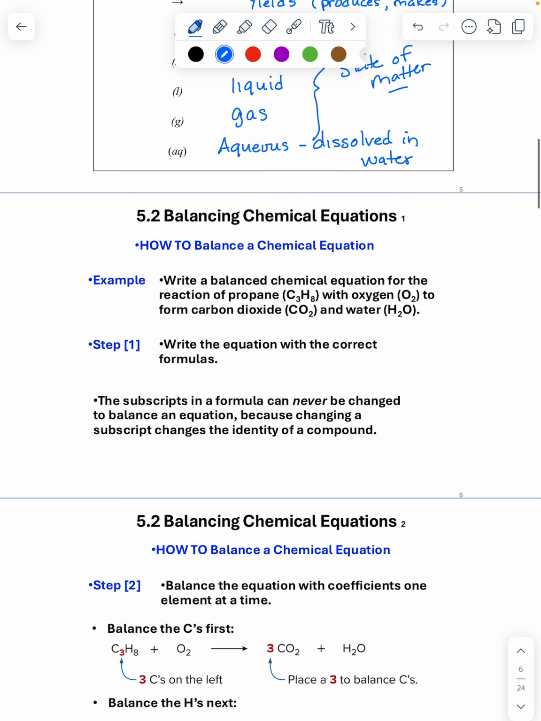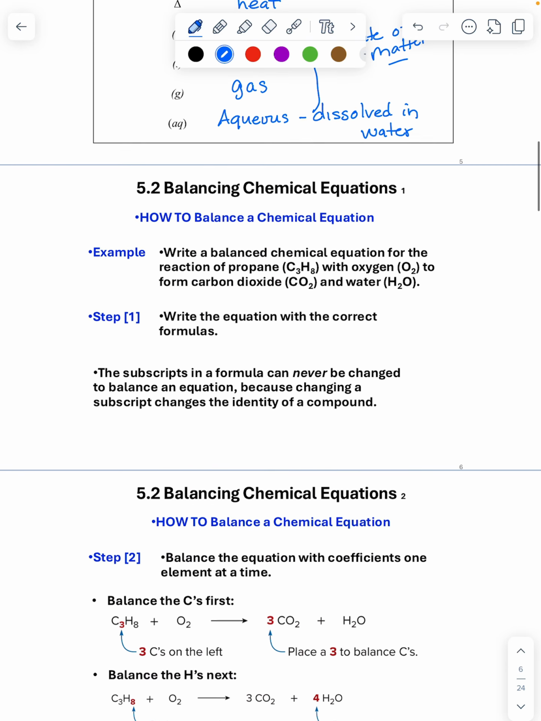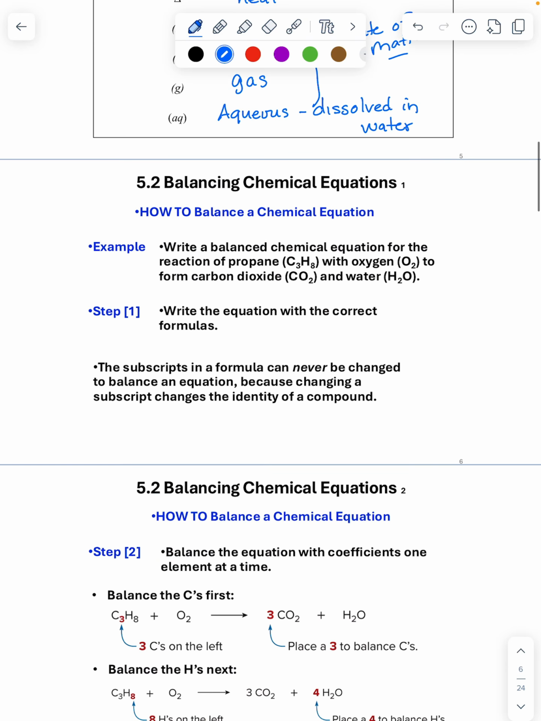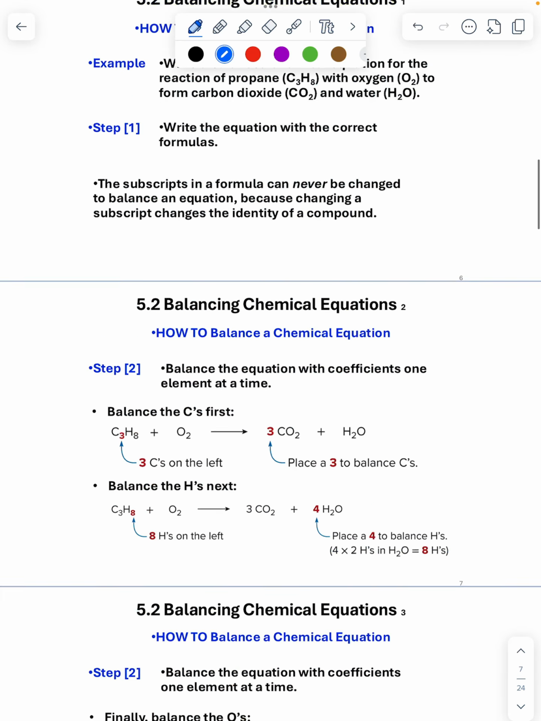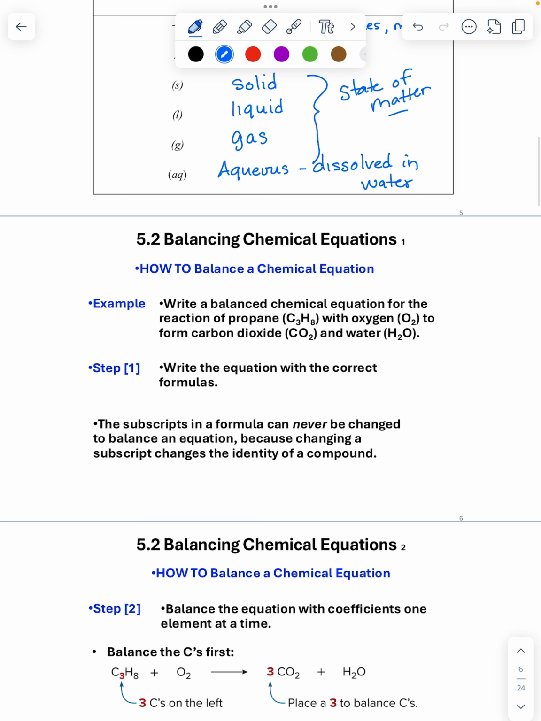All right, so let's go to how to balance an equation. Here's the example given to us. It says write a balanced chemical equation for the reaction of propane, which gives us the formula, with oxygen gas to form carbon dioxide and water. The first thing you want to do is write the equation with the correct formulas. So you have to start by writing correct formulas.